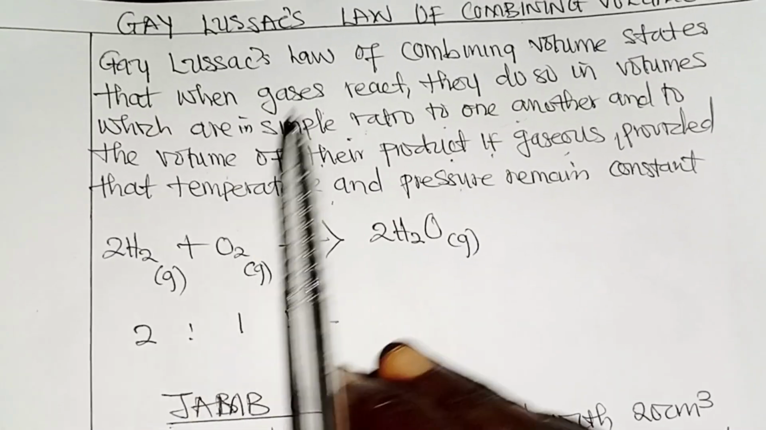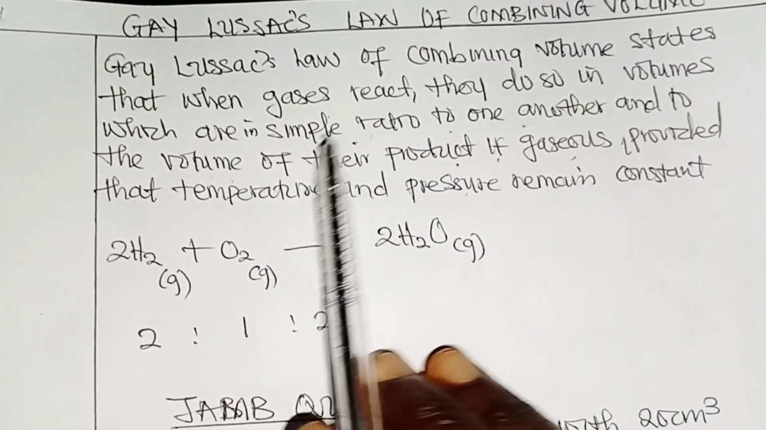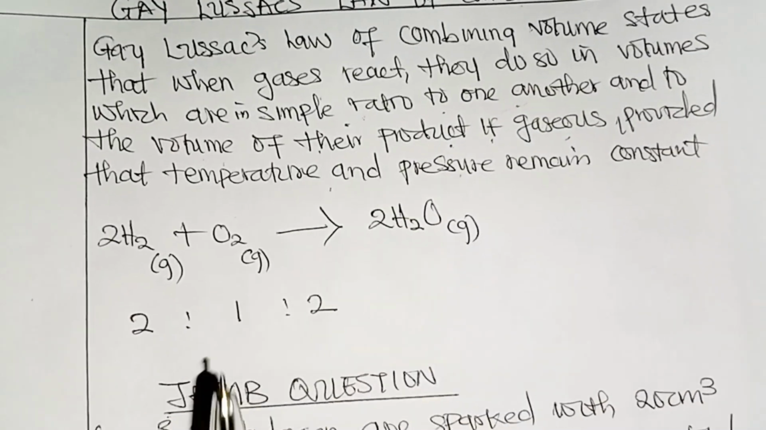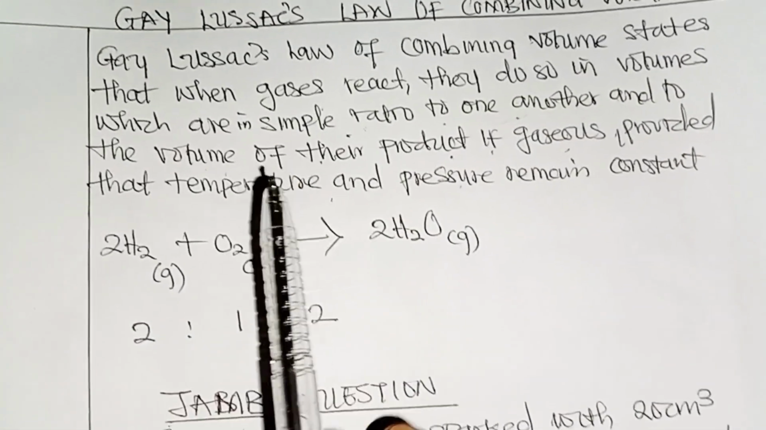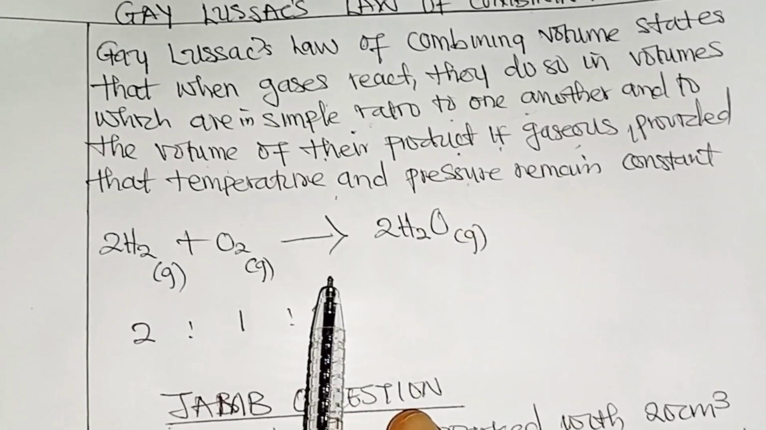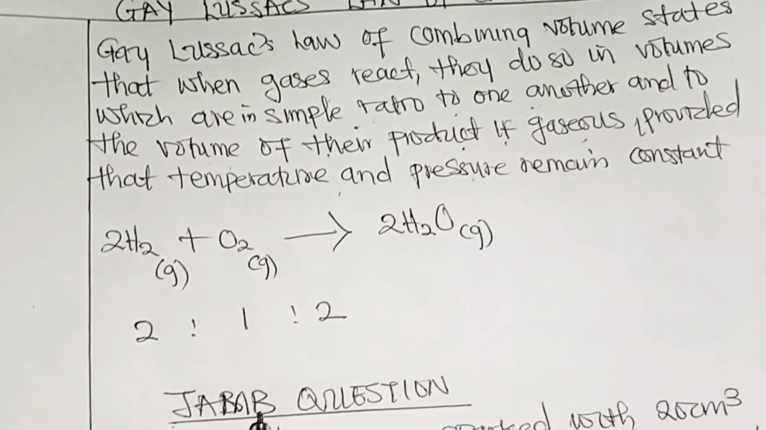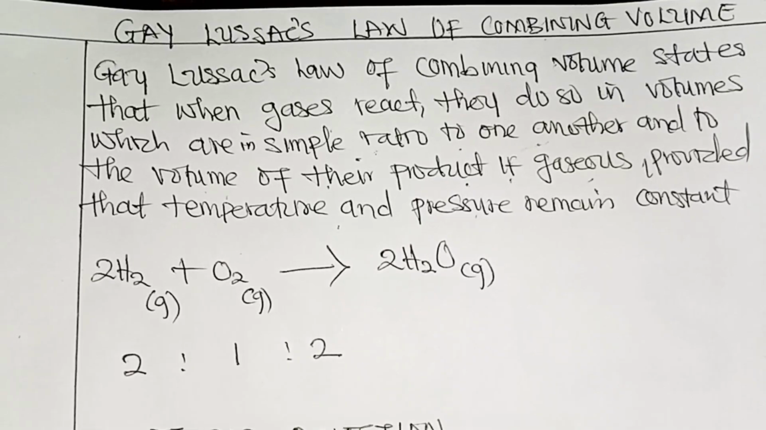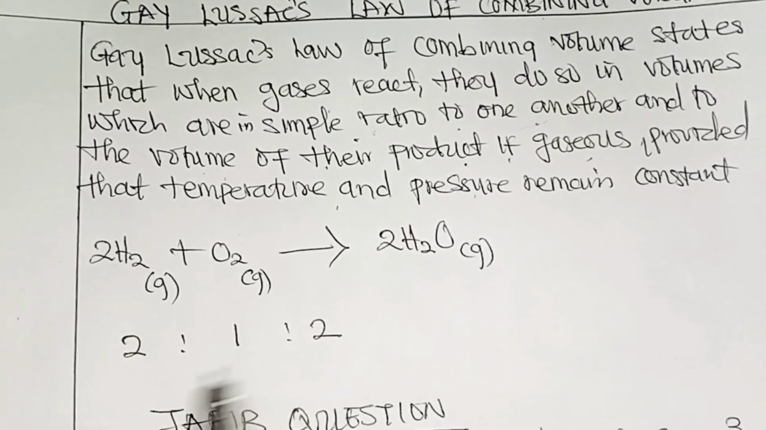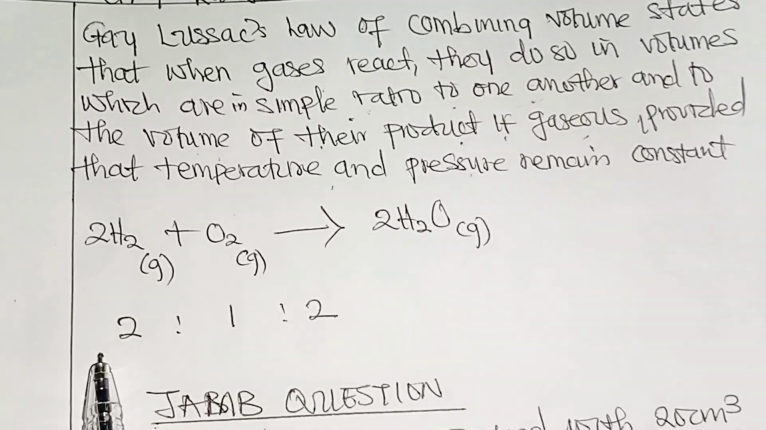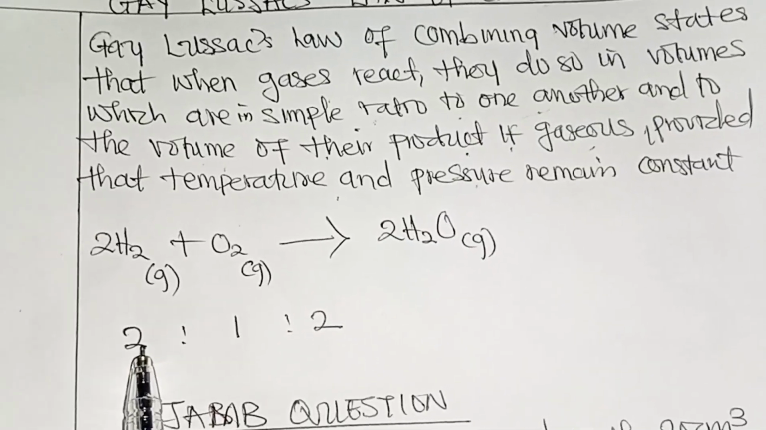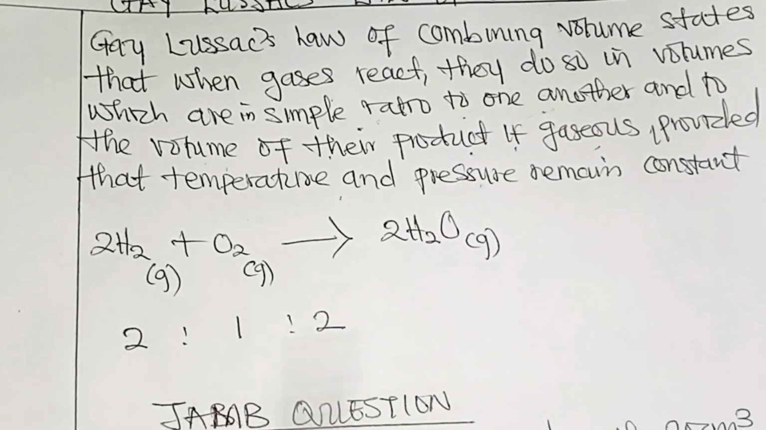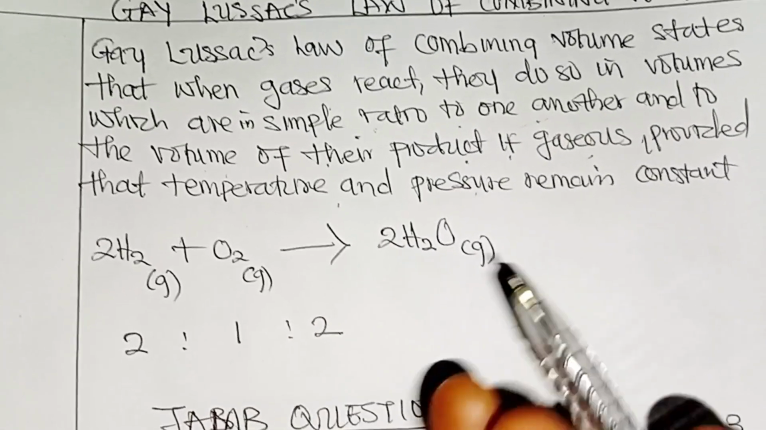The volumes of these reactants are also in simple ratio to the volume of their products, if gaseous, provided that temperature and pressure remain constant. Let's look at this equation for a better understanding. This is a reaction between hydrogen and oxygen. Look at the ratio. These are small whole numbers, 2 ratio 1 ratio 2, small whole numbers. They are not fractions, they are not decimals.